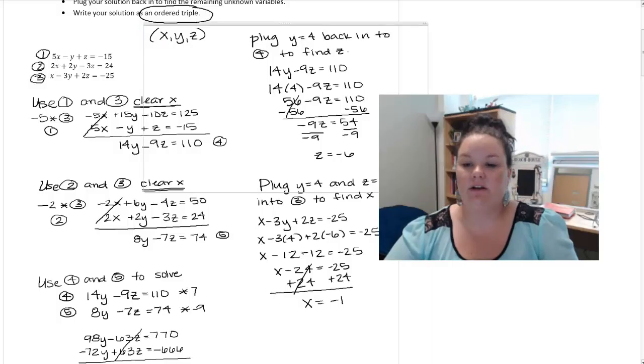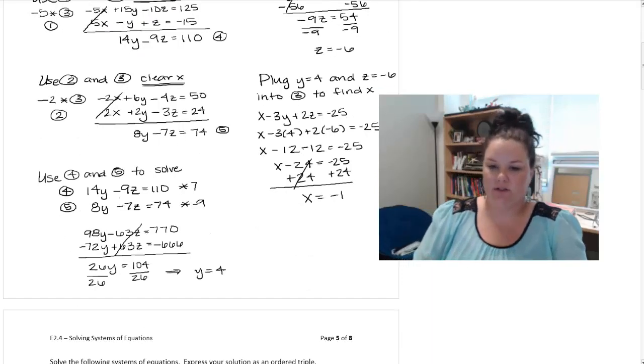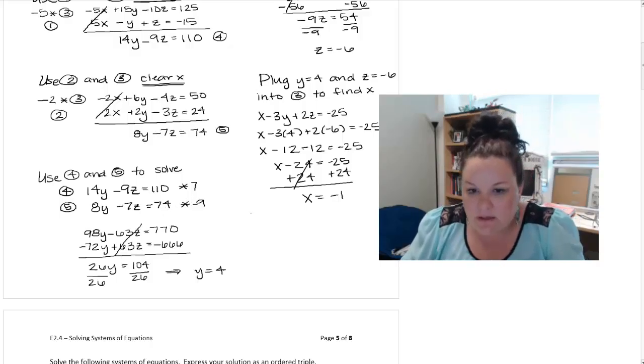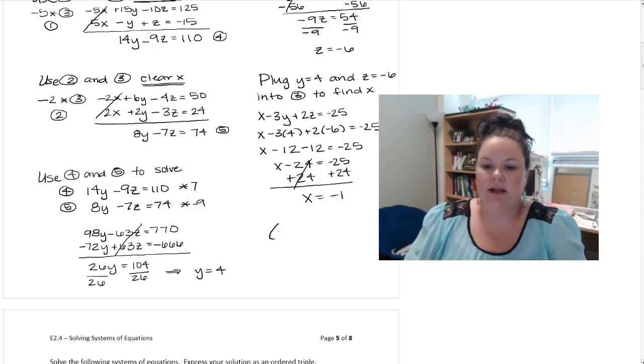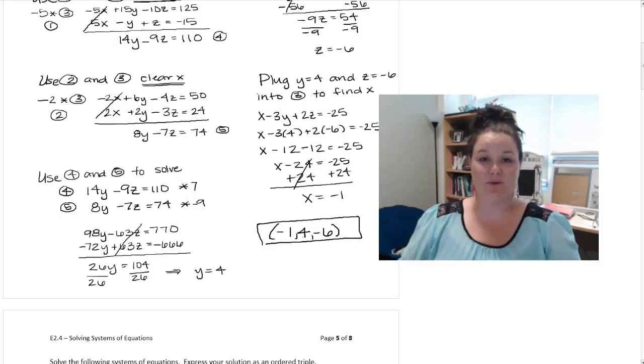Okay, so down here I'm just going to go ahead and write my solution in XYZ order. Once I find my pen, there it is. All right, so I have x is -1, y is 4, z is -6. So this is my solution for this system of 3 equations.